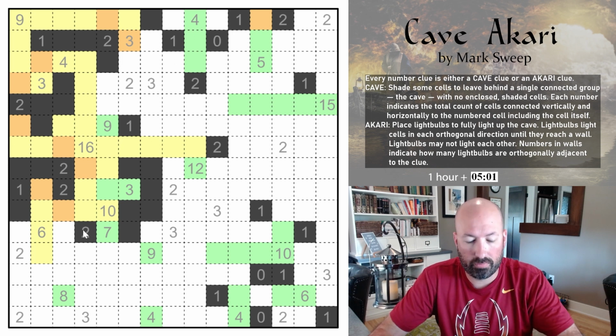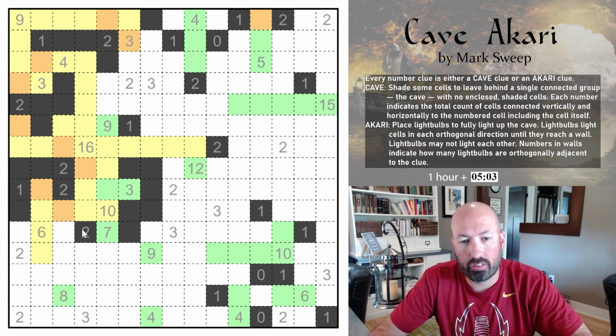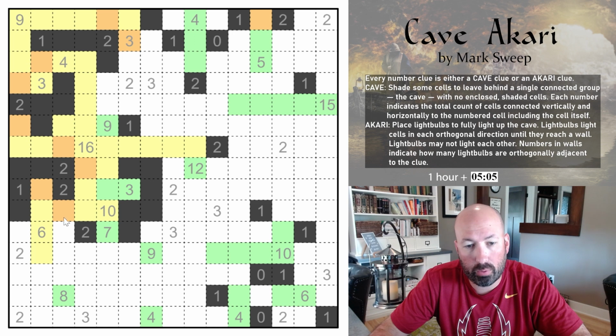Now this 2, where can we put lights on this 2? We can't put one above it. We can't put one to the left because it'll be shined on by that lantern. So these 2 have to be lanterns.